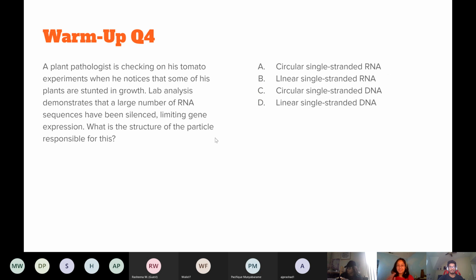I pressed spacebar, but it's actually on Nikhil's side. Could you go back one?